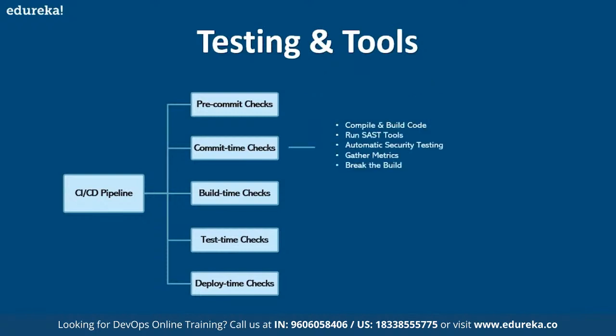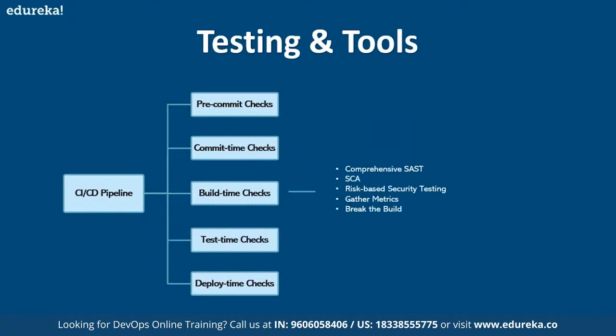Next is commit time checks. During commit time checks, whenever we are committing any code, they will look into compile and build the code, run SAST rules, tools, automatic security training, gather metrics, and break the build. Build time checks. At the build time checks, we'll have a look at comprehensive SAST, SCA, risk-based security testing will be done. We will gather all the metrics and we'll be breaking the build.